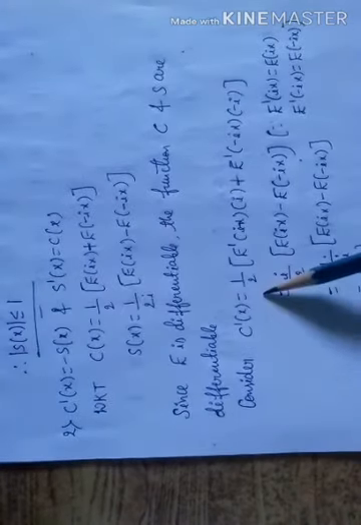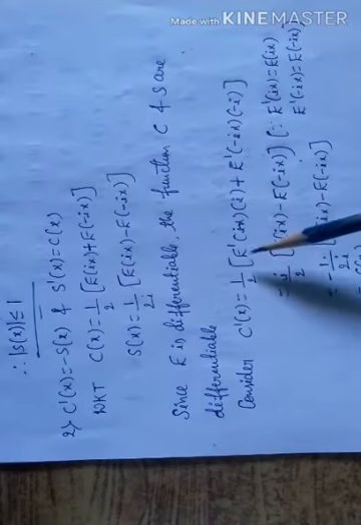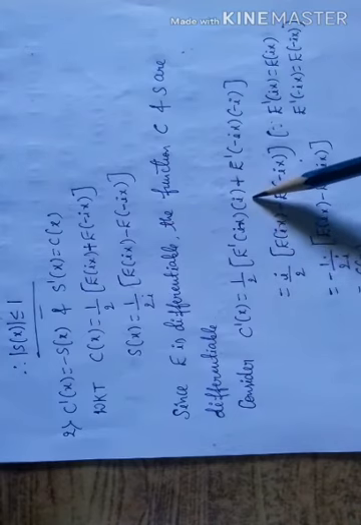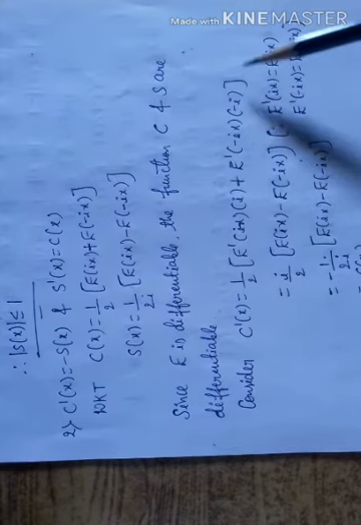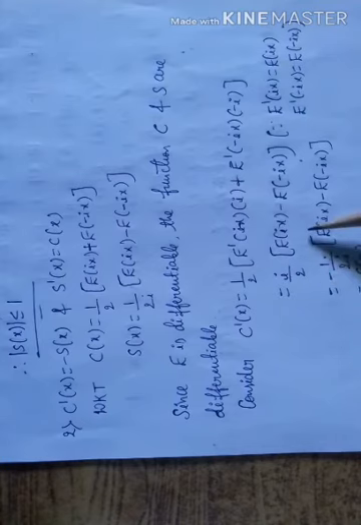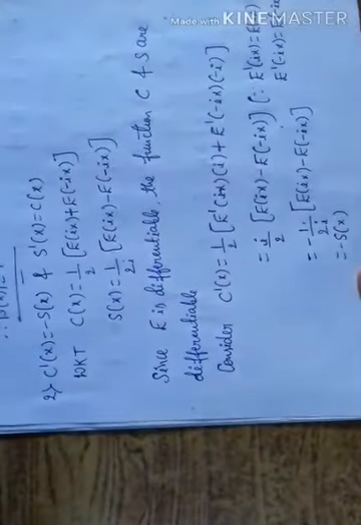Consider C'(x). We know C(x), so applying differentiation with respect to x, we get 1/2 times e'(ix) times i plus e'(−ix) times −i. Taking i outside, this is equal to i/2 (e^(ix) − e^(−ix)). Bringing i to the denominator, this is equal to −1/(2i) (e^(ix) − e^(−ix)). This value is −S(x). So the first condition is proved.